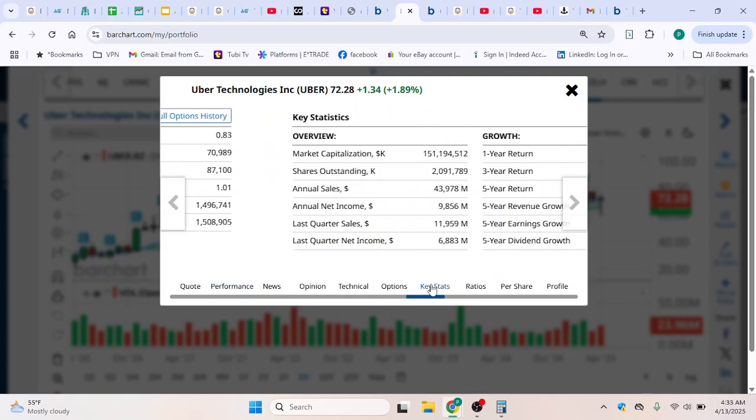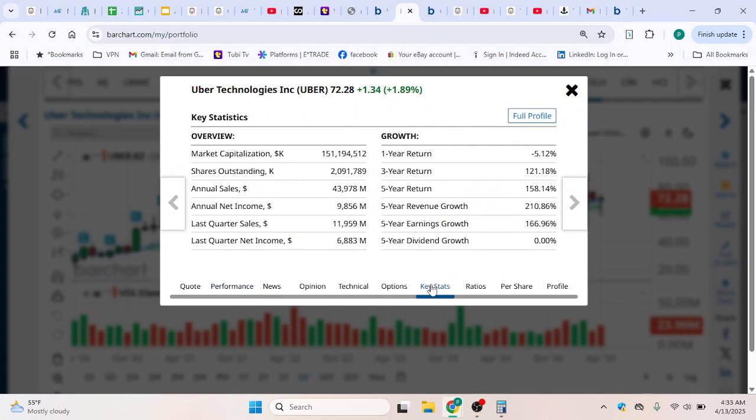Then I usually go to the key stats area. And here again, we can see in growth, 1 year, not great, but 3 and 5 years, very good. 5-year revenue growth, I like that, triple digits, to over 210%. And 5 years earnings growth, right, triple digits, almost 167%. So that's quite a bit more growth than something like Cardinal Health.